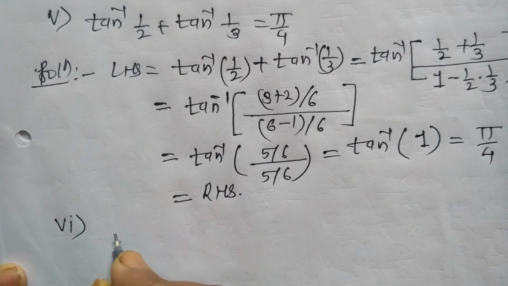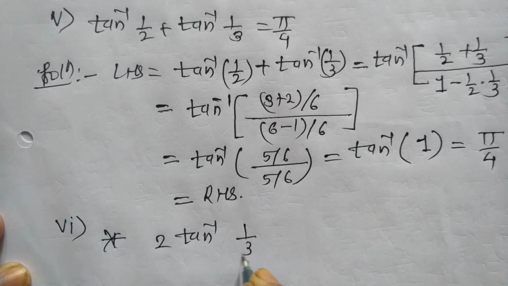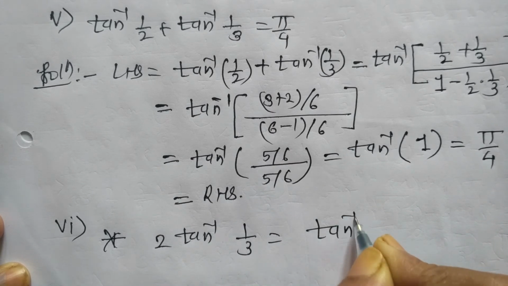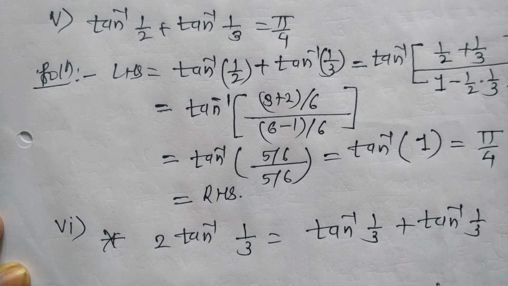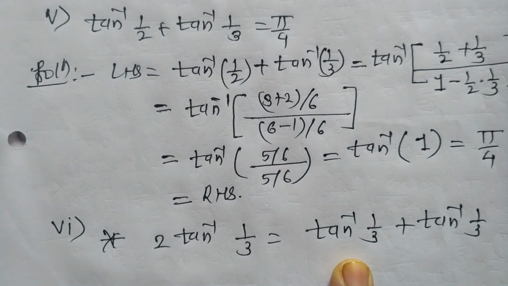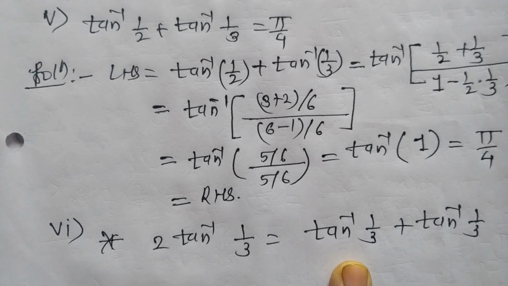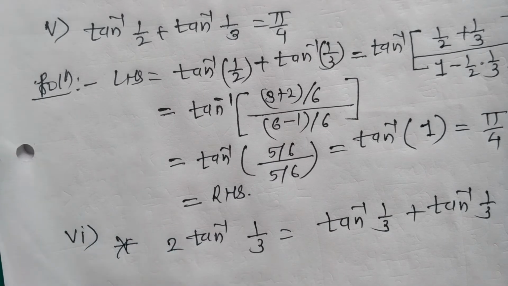In question number 6, we use the concept that 2 times tan inverse 1 by 3 is nothing but tan inverse 1 by 3 plus tan inverse 1 by 3. And the same result we can use here. Instead of 1 by 2 we take 1 by 3, and try to prove that the value of the equation is tan inverse 3 by 4. Now we take question number 6 by using question number 5.